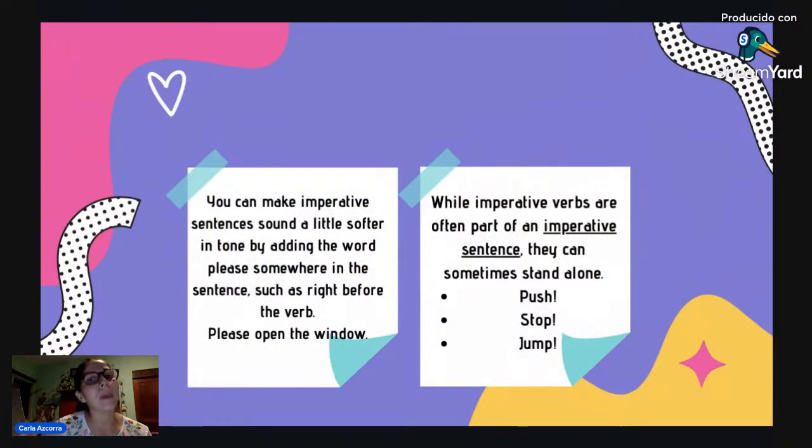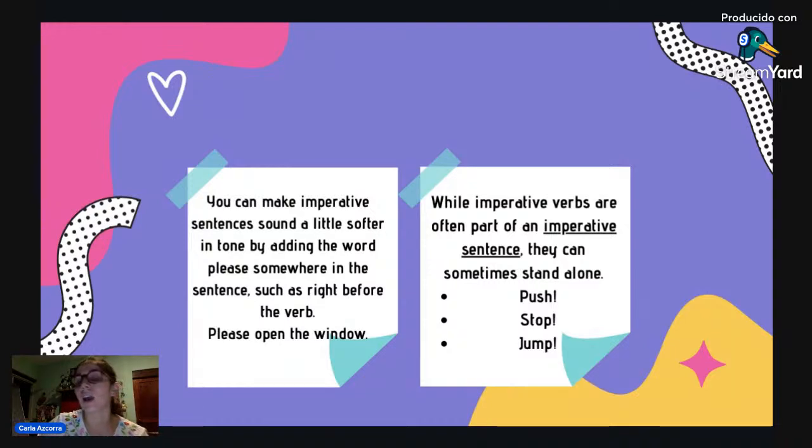Entonces, you can make imperative sentences sound a little softer in tone by adding the word please somewhere in the sentence, such as right before the verb. For example, please open the window. I'm not just saying open the window. I'm saying please open the window.